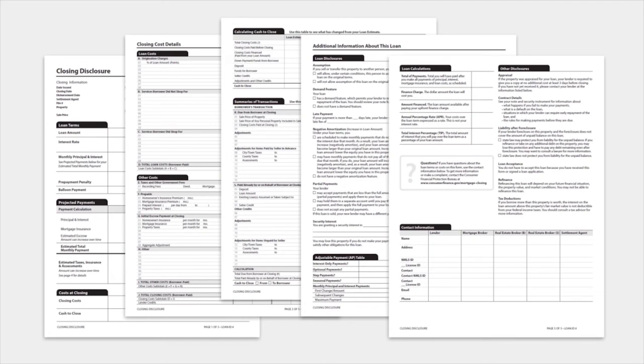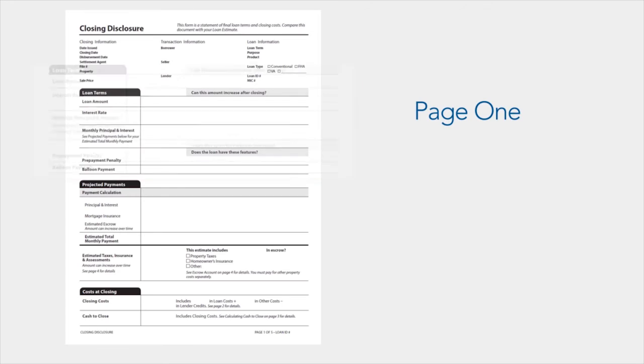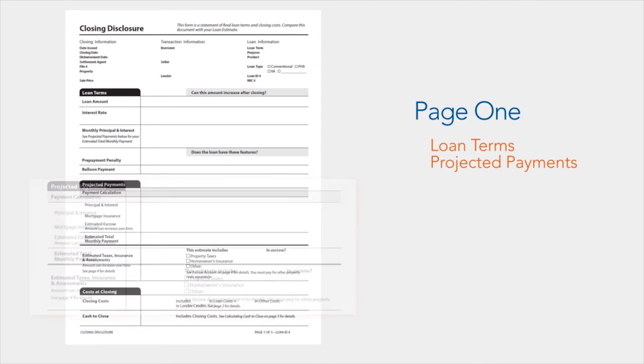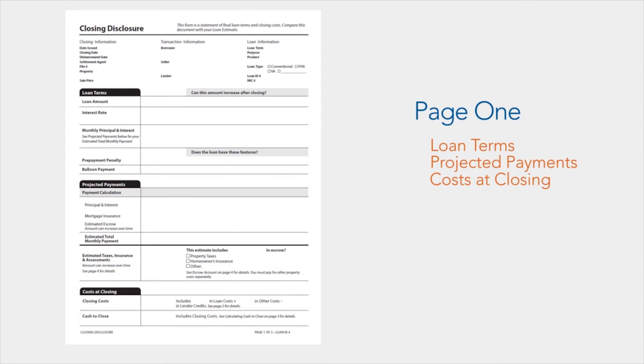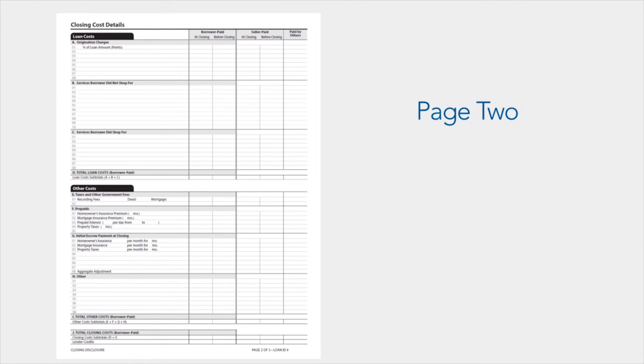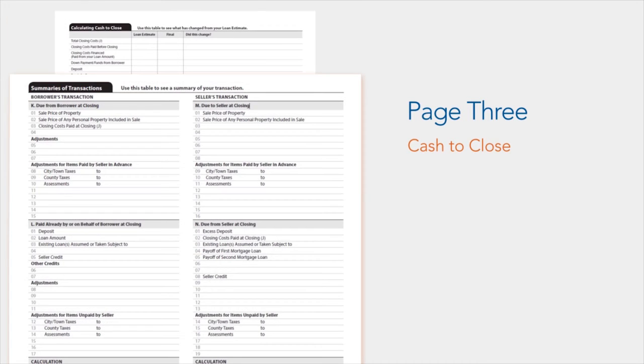The Closing Disclosure is a 5-page form, and it lists the loan terms, payments, and a summary of the closing costs on the first page. On the second page, the closing costs are broken out in detail and identify who, and when, if paid before closing, is paying for the charges. The third page calculates the cash to close and provides a summary of the transaction that looks similar to the first page of the current HUD-1.